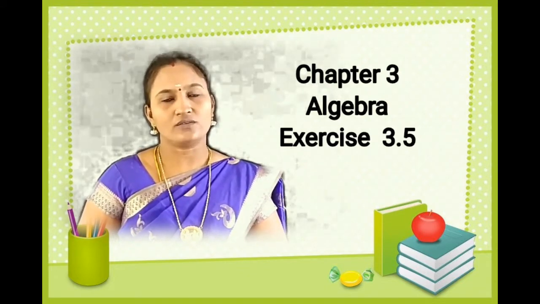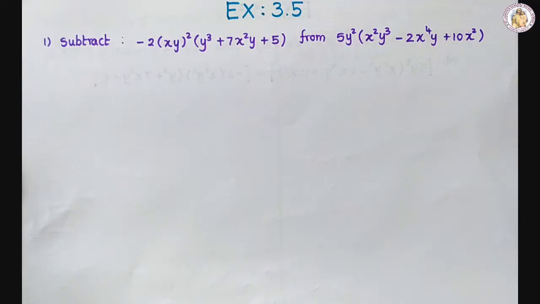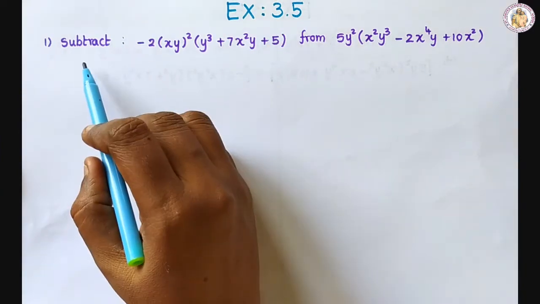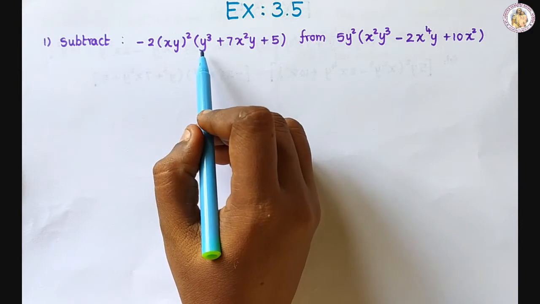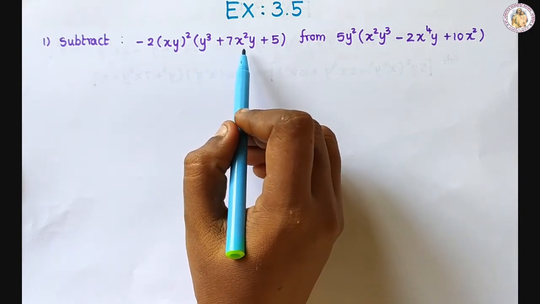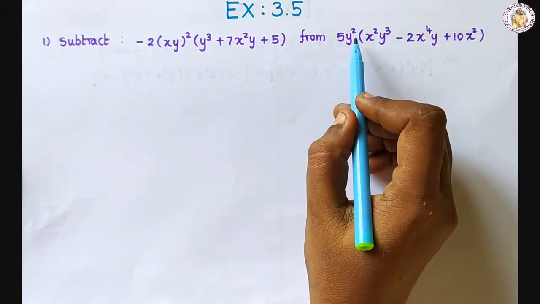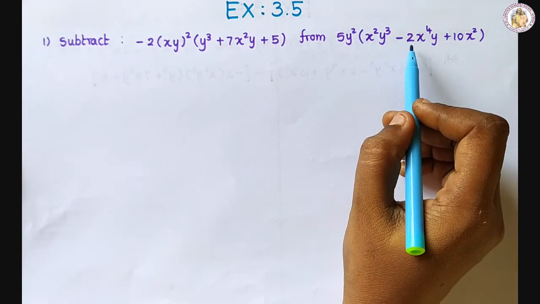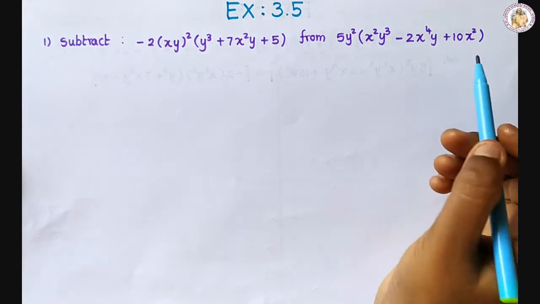Now we are going to solve exercise 3.5. Let us get into the session. Look at this exercise 3.5. Subtract minus 2 into xy whole squared into y cube plus 7x squared y plus 5 from 5y squared into x squared y cube minus 2x power 4y plus 10x squared.